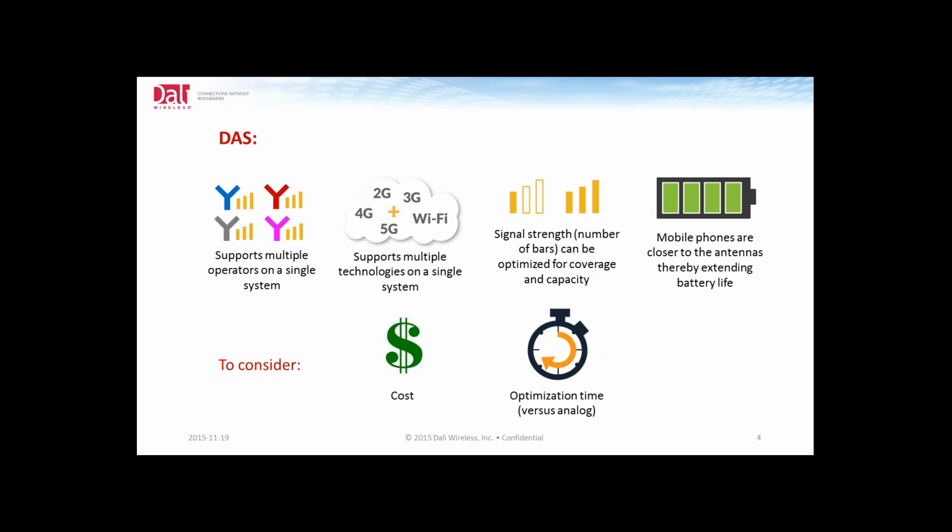Things to consider: dollars. A DAS is an adjunct to a base station, so it adds cost to whatever system you're looking at. The other thing to consider is optimization time of the DAS system. Analog DAS can take quite a while to get everything fully optimized. It's actually easier with a digital system, in the way we've implemented it, but it's something to consider when you install the DAS system. There's the optimization time to make sure the network is operating exactly as designed.